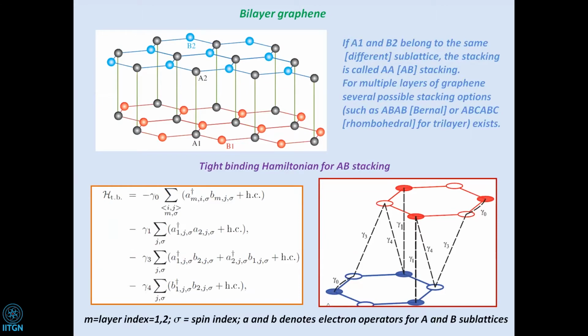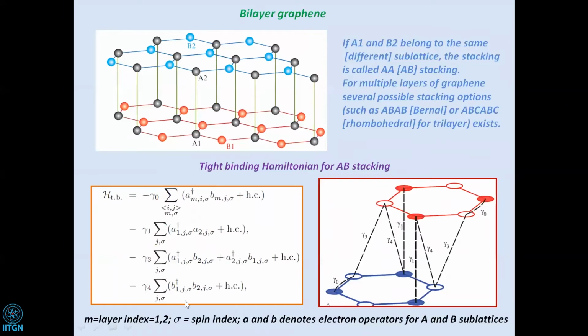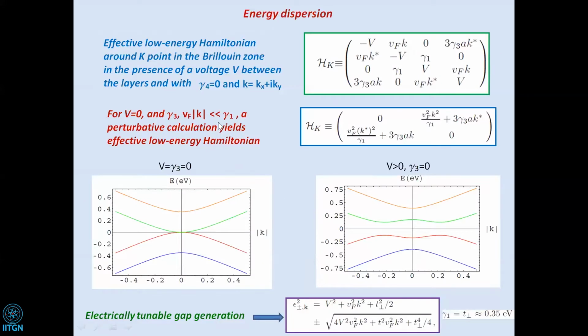Now the point is that suppose I ignore gamma 4, which is the hopping between this B1 dagger and B2 dagger. Okay, and I could just keep gamma 1, gamma 3, and gamma naught. Okay, then you would see that there is a V, which is an external applied potential that I could put, and then there are terms which depend on gamma 1, which is the hopping between two layers, and gamma 3, which is the off-diagonal hopping between the two layers because it connects A to B.